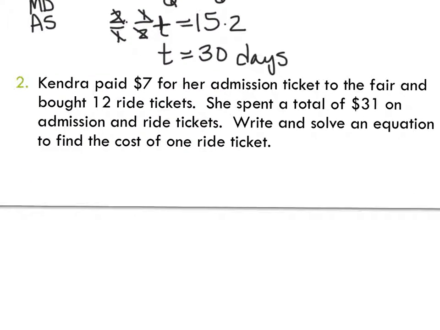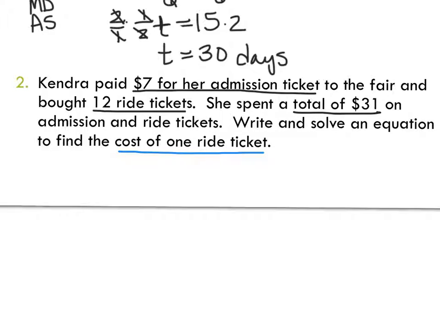It says Kendra paid $7 for her admission ticket, so I'm going to underline that, to the fair, and bought 12 ride tickets. She spent a total of $31 on admission and ride tickets. Write and solve an equation to find the cost of one ride. Looking back at the question, it is asking the cost for one ride, so that is important as we are trying to write our equation here.